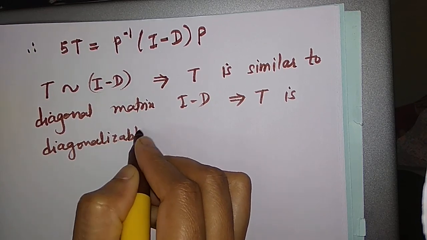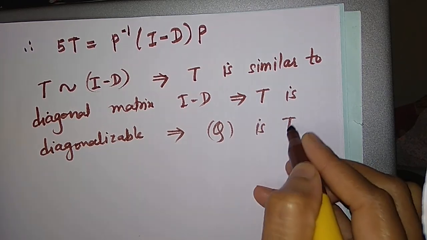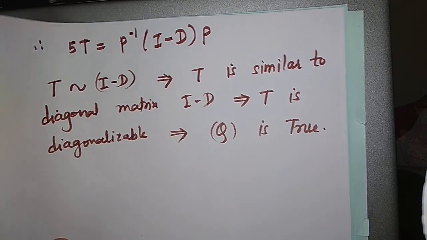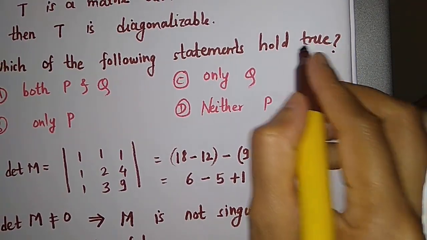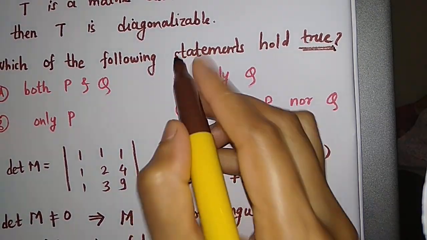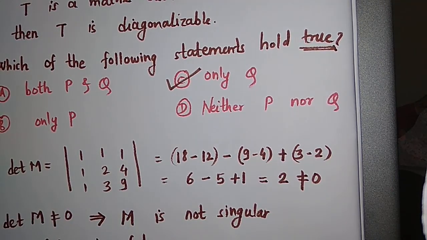Hence, statement Q is true. And we are asked about the statements which are true. So the correct option is C. Only Q is correct. Thank you.